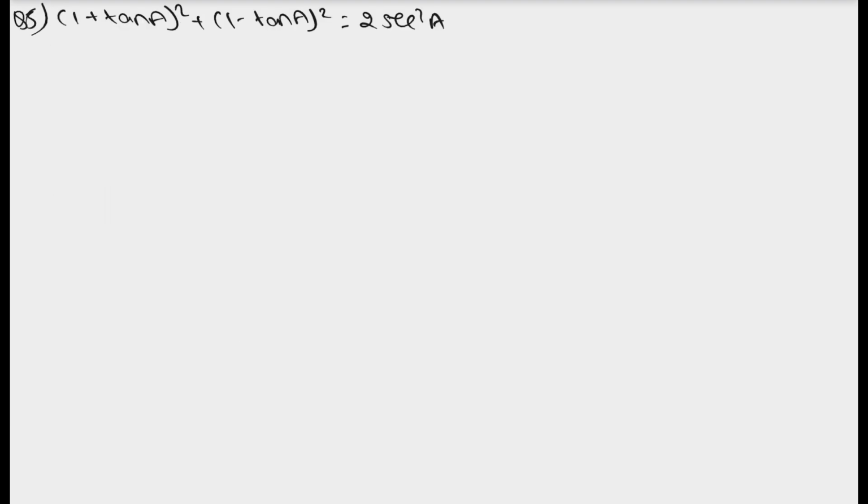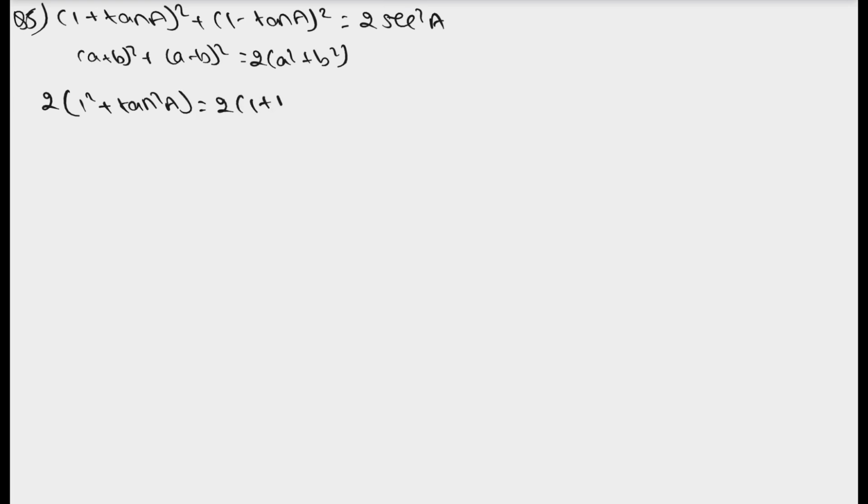Next we have (1 plus tan A) whole square plus (1 minus tan A) whole square. If we observe, it is in the form of (A plus B) whole square plus (A minus B) whole square, which is nothing but 2 times of (A square plus B square). Now let's simplify this. We'll get 2 times of (A square is 1 square and B square is tan square), which is equal to 2 times of (1 plus tan square A). And we have a relation that 1 plus tan square A is secant square A. That is 2 into secant square A.